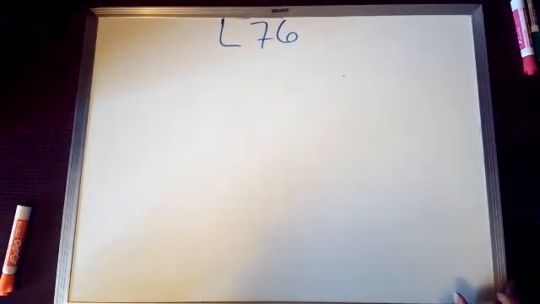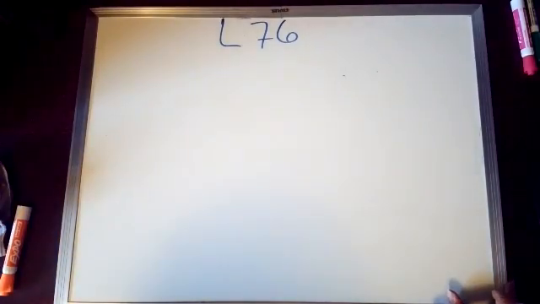This is lesson 76 for Saxon 5 Intermediate Math. We'll be looking at two things today. We'll be looking at fractions of a dollar and how to multiply fractions. So we're going to start off with fractions of a dollar.